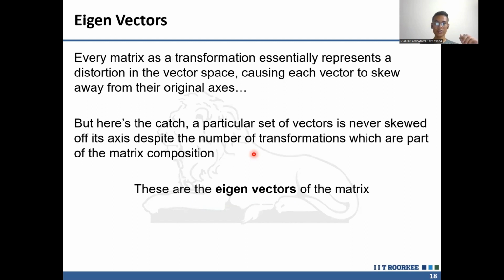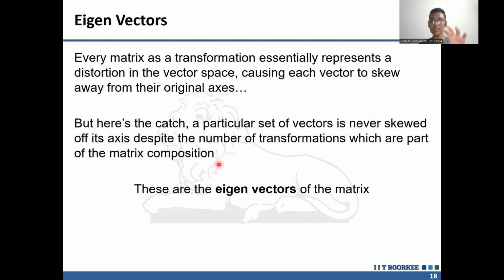Let's talk about eigenvectors. Trust me, you wouldn't have experienced the concept of eigenvectors as deeply as you are going to today. Every matrix as a transformation essentially represents a distortion in the vector space, causing each vector to skew away from its original axis. But here's the catch. Will this be applicable to every vector in the vector space, or are there some exceptions? Here we can see that a particular set of vectors is never skewed off its axis despite the number of transformations which are part of the matrix composition. These are indeed the eigenvectors of the matrix.